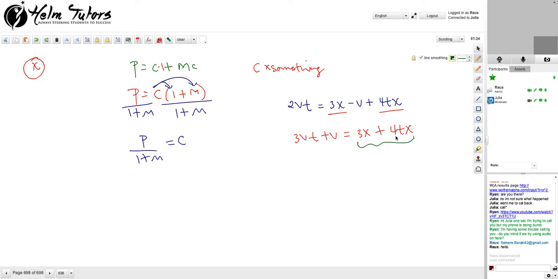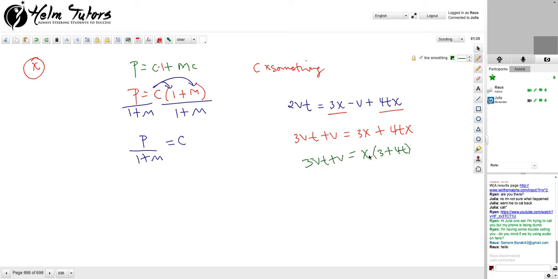Yeah, and now that we've got only things that have x on one side, we should factor out an x on the right side. So when I factor out an x on the right side, what do I get? X times what? 3 plus 4t. And that's right. And then on the left, you get 3vt plus v.